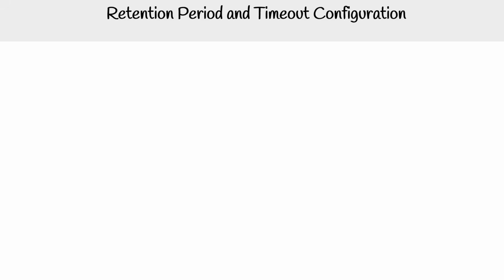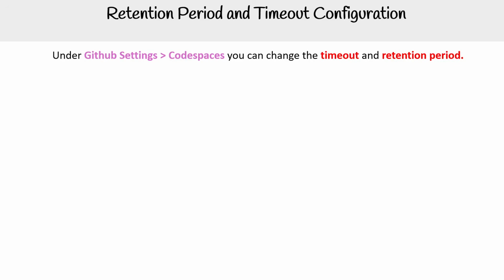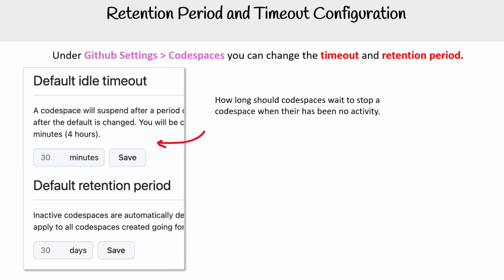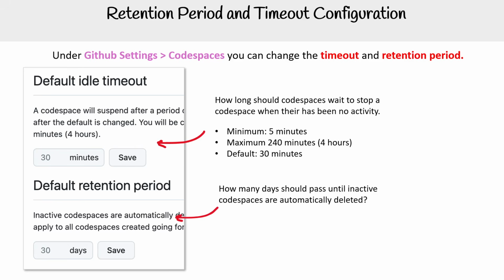There are two configuration options you should know for GitHub Codespaces, and that's timeout and retention period. So timeout is how long Codespaces should wait to stop a codespace when there has been no activity. You can set this to be as low as 5 minutes, up to a maximum of 4 hours, and the default is 30 minutes. For default retention, this is saying when should we start deleting your codespaces if they are inactive. You could set it to a minimum of 0 days, to a maximum of 30 days, and the default is 30.